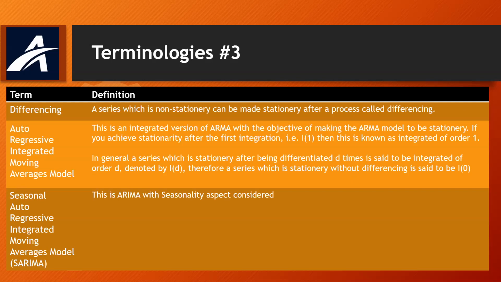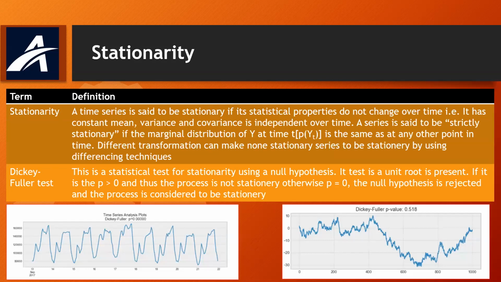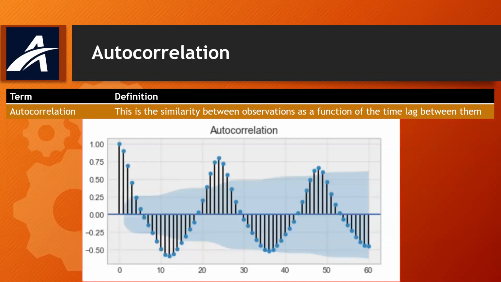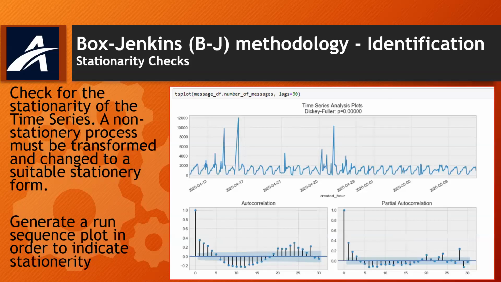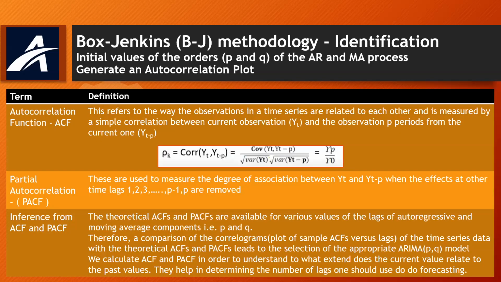Terminologies, still on terminologies. What is differencing, ARIMA, SARIMA, stationarity, the Kifula test, how do you test for stationarity of a trend? What do you mean by autocorrelation, seasonality? Yeah, the methodologies used, a bit deep. Like I said, these should just be terms that you hear and you use, but you just move on.